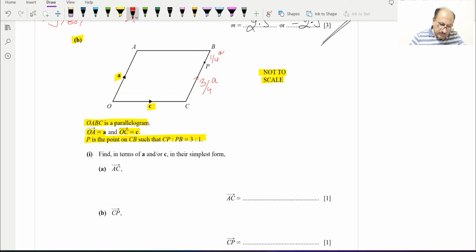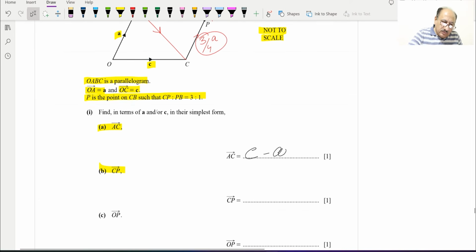Now next they are saying find AC. So we can connect AC, this one, and the direction will be this. So for AC we can take this route, AO, which is minus A plus C, so we can write minus A plus C, or we can write C minus A. And then CP we already found, which is 3 by 4A, so we can write this will be 3 by 4A.